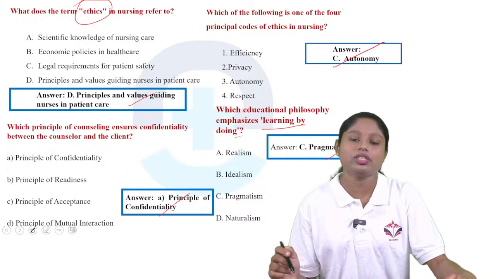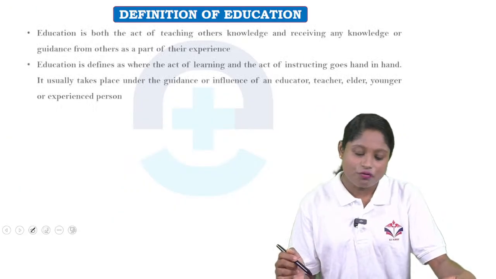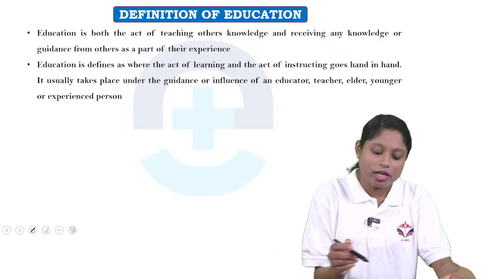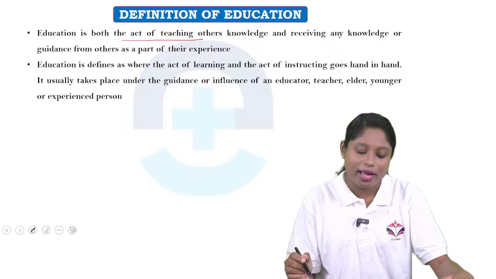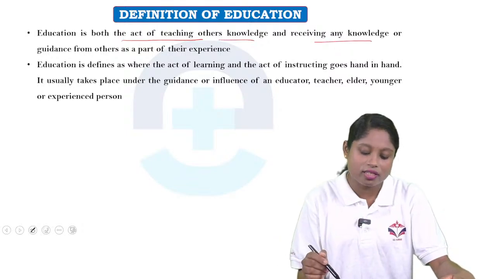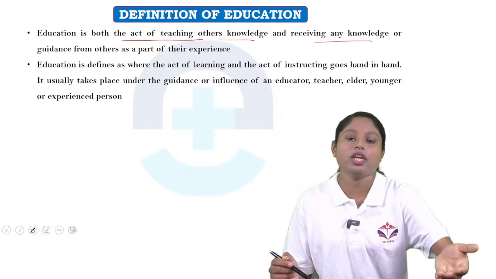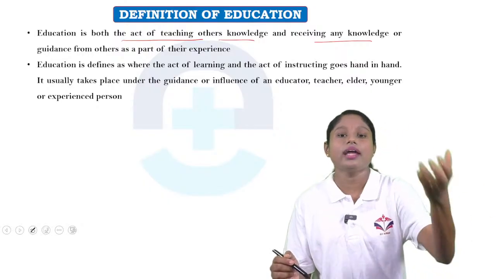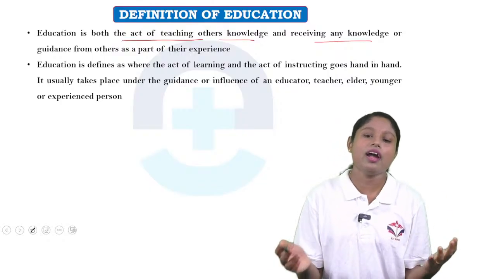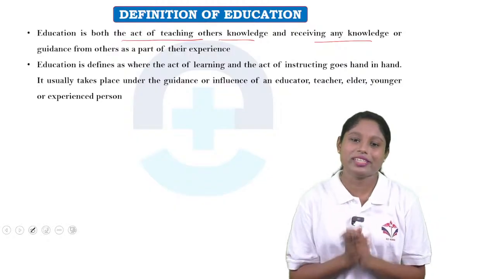Next, we are going to discuss some short answers, short essays and long essays. First we will discuss the definition of education. What is education? Education is both the act of teaching others knowledge and receiving knowledge or guidance from others as part of their experience. We are giving knowledge to other persons and also receiving knowledge from other individuals. That process is known as education.